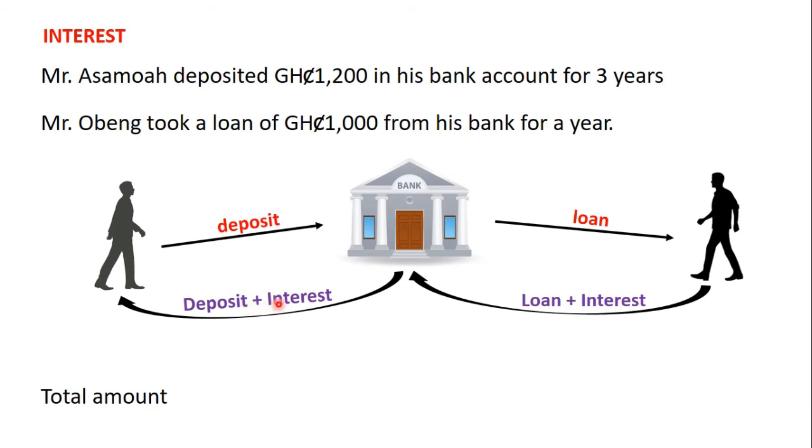So as we've clearly seen, in the case of Mr. Asamoah, the total amount of money that he will take from the bank will be his principal, that is the amount he deposited, plus the interest on his principal. In the same way for Mr. Obeng, the amount of money he will pay to the bank will be his principal, that is the loan he took from the bank, plus the interest that the loan has accrued.